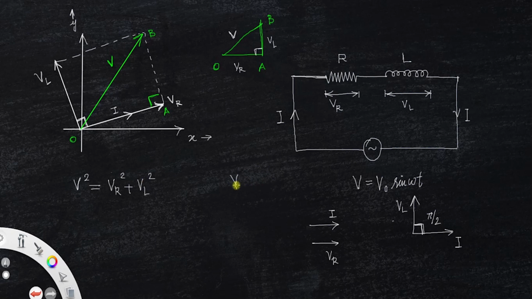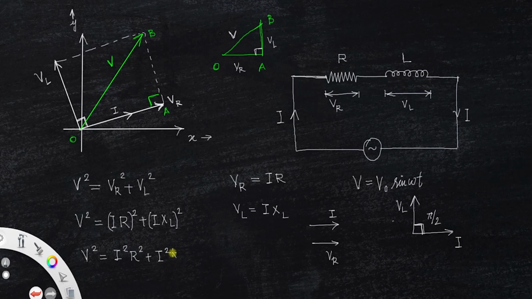Also we know the voltage across the resistance is current times the value of resistance, and the voltage across the inductor is current times the value of inductive reactance XL, which means the resistance offered by the inductor to the flow of AC. So we can write V square is equal to IR whole square plus IXL whole square. Simplifying, V square equals I square R square plus I square XL square.